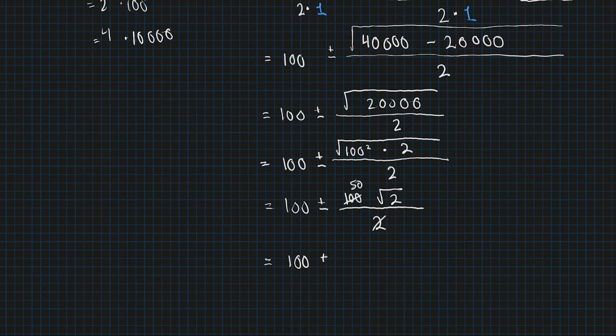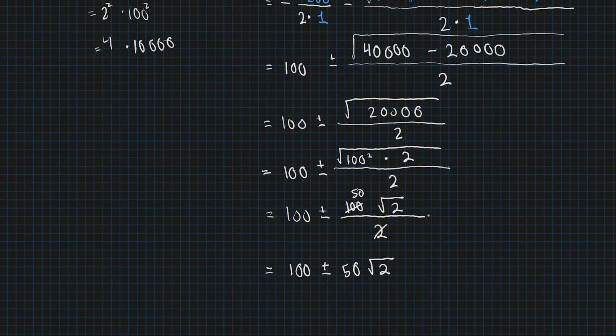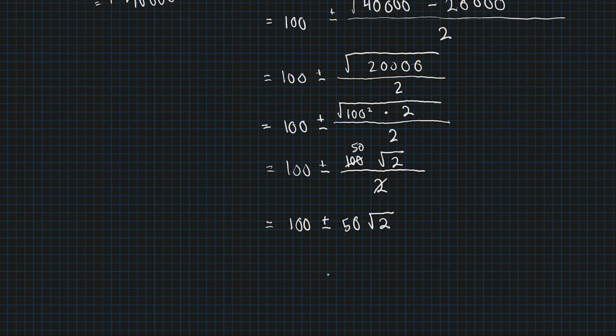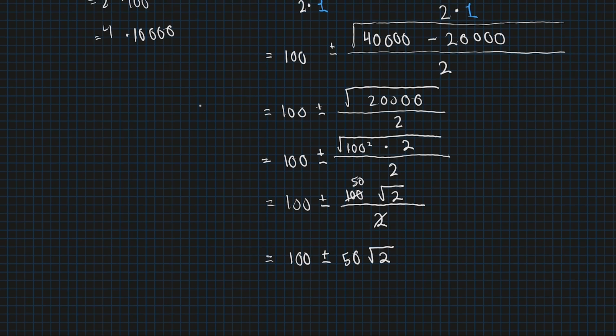So really, our answer, with all the simplification that we can do, is 100 plus or minus 50 times the square root of 2. So one very last important thing that we have to think about is, do both of these answers count as a valid answer? Because we have 100 plus 50 square root of 2 or 100 minus 50 times the square root of 2, right? But are both of these a valid answer?